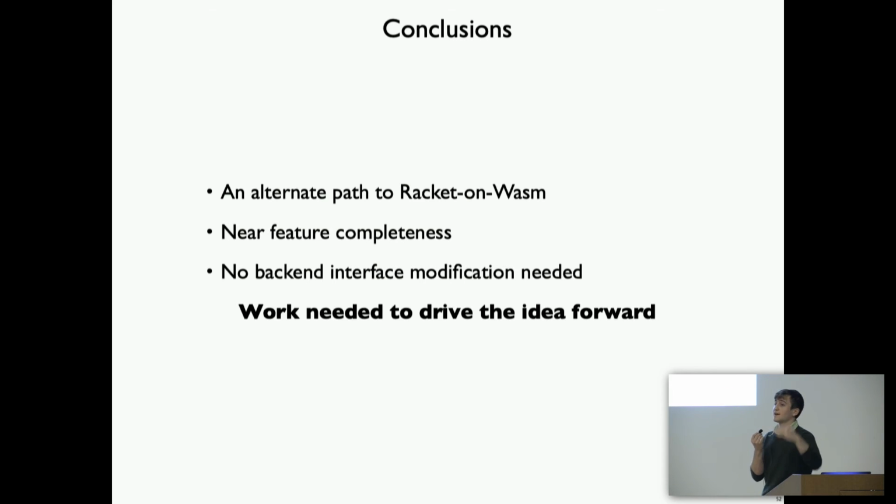We don't have to go back and re-implement a lot of the complexities of the Chez Scheme system in Wasm, because we kind of already get that, because it's already working on top of PB. And yeah, we don't need to do backend interface modification. There might well be a way to make a backend that works for Chez Scheme, but it's proven pretty elusive so far, and this sort of avoids that. And yeah, this final point here is an important one, right? This is just a very small first step. A lot more work would be needed to make this actually practical, to drive the idea forward.